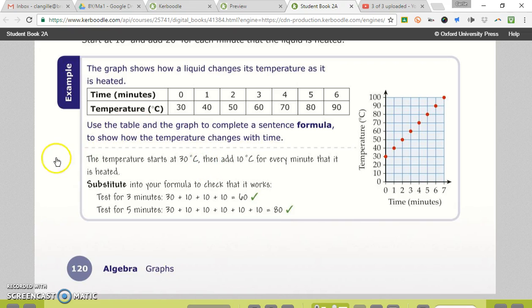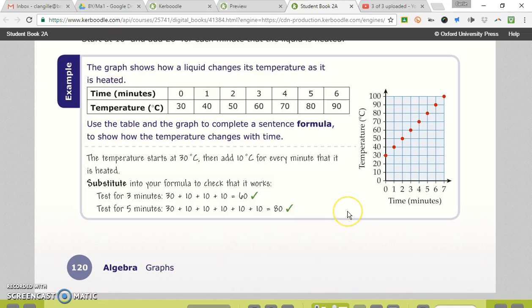So again, I want to say, where am I starting? I'm starting at 30 degrees, and then I add 10 degrees Celsius for every minute it's heated. So if I have 3 minutes, that means I start at 30, and then I add 10 for the first minute, 10 for the second minute, and 10 for the third minute, and that equals 60. So however many minutes, that tells me how many sets of 10 I need to add in.